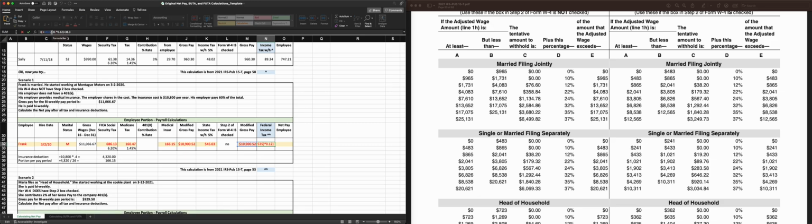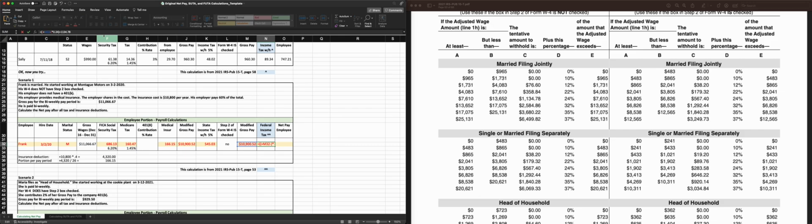minus 10,500 minus 1,134.78, which is right here, our tentative amount to withhold. And then we're taking our percentage, timesing by 24%. And then we're going to add back in that tentative amount to withhold of, oh wait, 1,134.78. So that is not that.